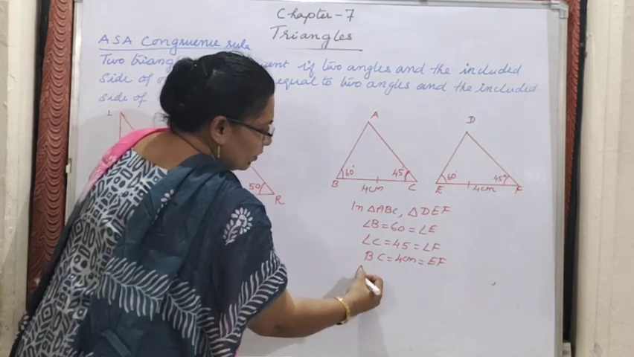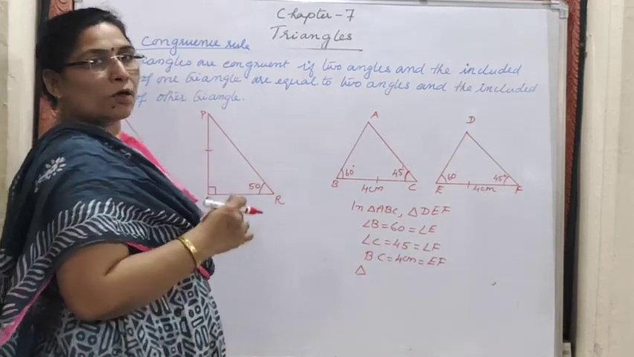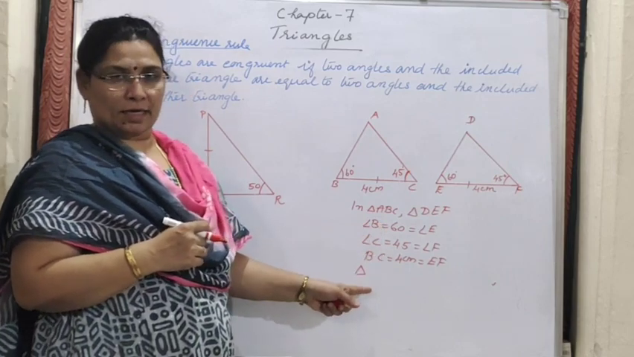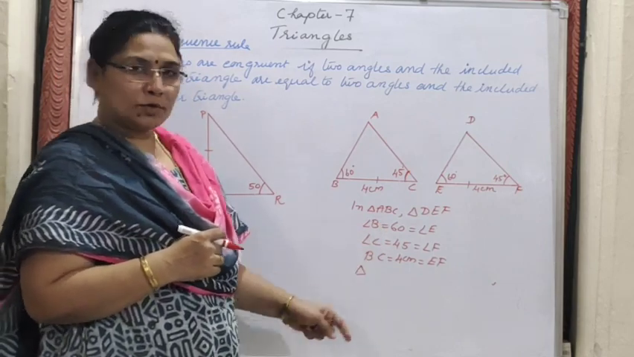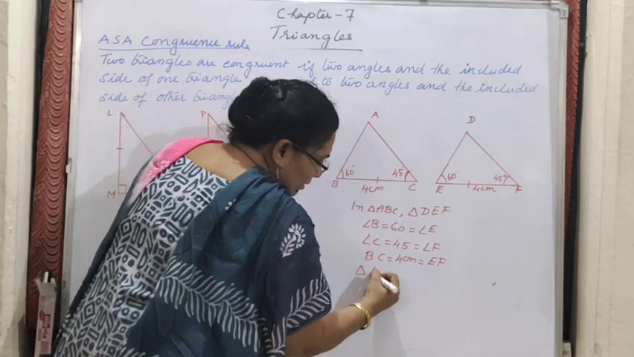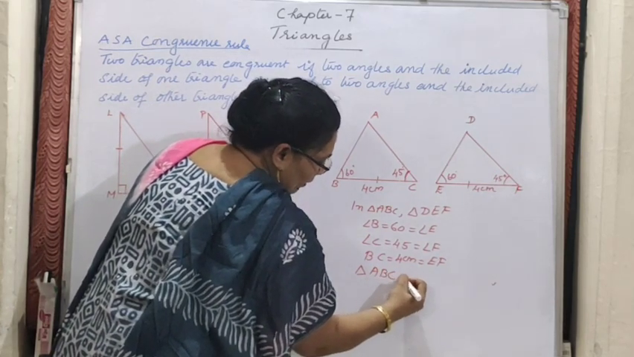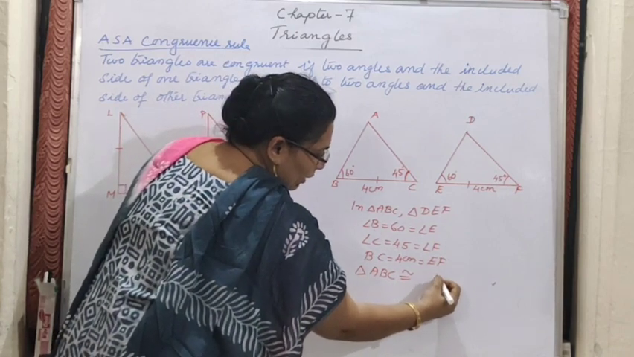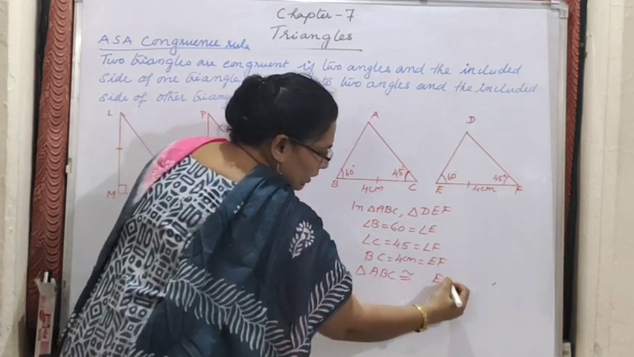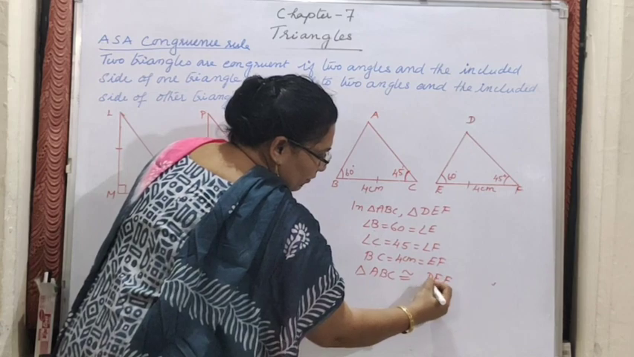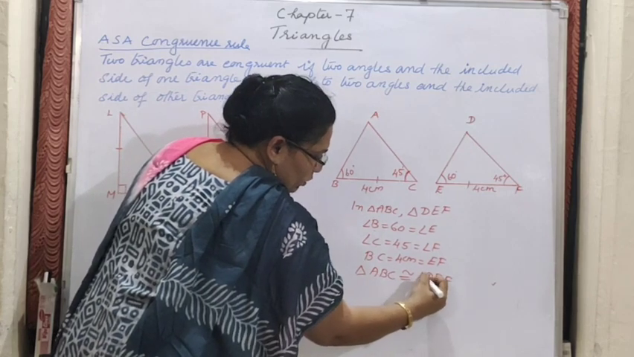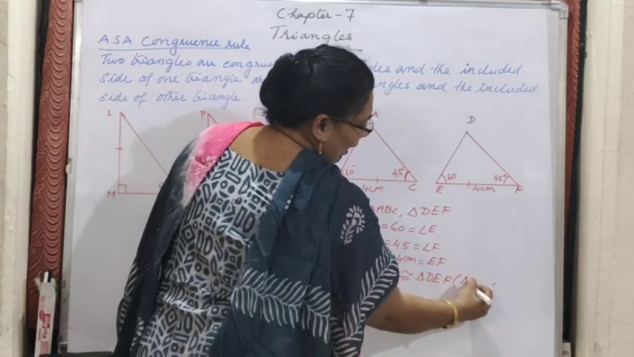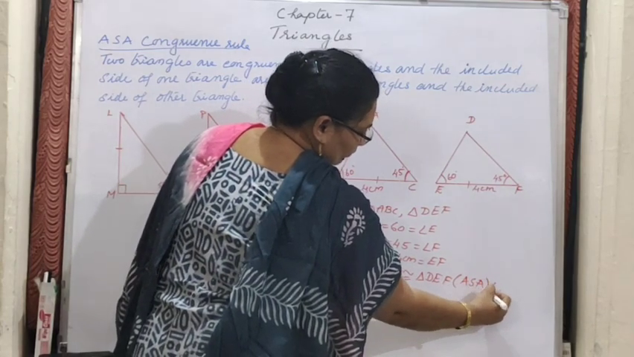So what is the concept? If that is the case, means here also we are checking how many criteria? 3 criteria we are checking here, and we are able to say that these two triangles are congruent. See, for B it is E and for C it is F. So which letter is left for A now? D only. So triangle ABC congruent to triangle DEF by ASA criteria.